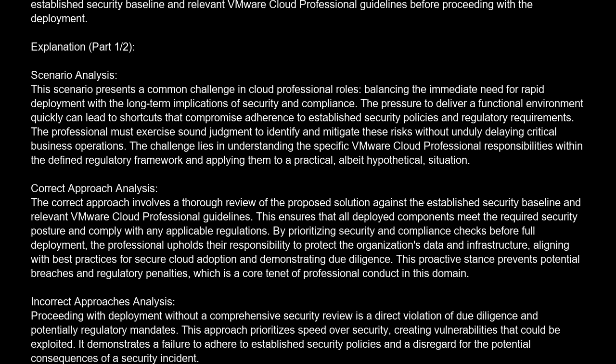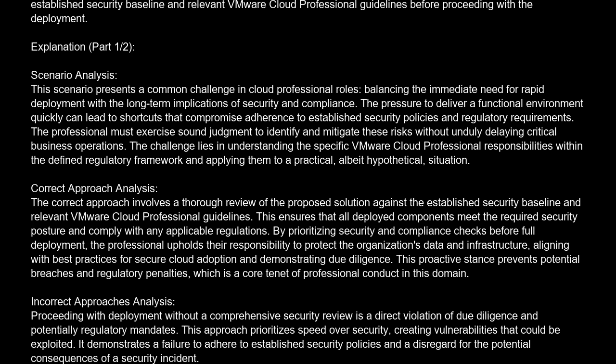Correct approach analysis. The correct approach involves a thorough review of the proposed solution against the established security baseline and relevant VMware Cloud professional guidelines. This ensures that all deployed components meet the required security posture and comply with any applicable regulations. By prioritizing security and compliance checks before full deployment, the professional upholds their responsibility to protect the organization's data and infrastructure, aligning with best practices for secure cloud adoption and demonstrating due diligence. This proactive stance prevents potential breaches and regulatory penalties, which is a core tenet of professional conduct in this domain.